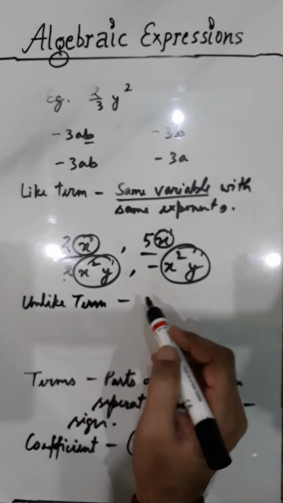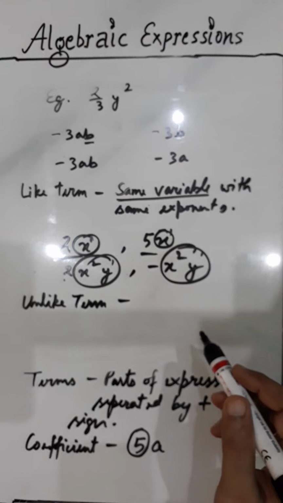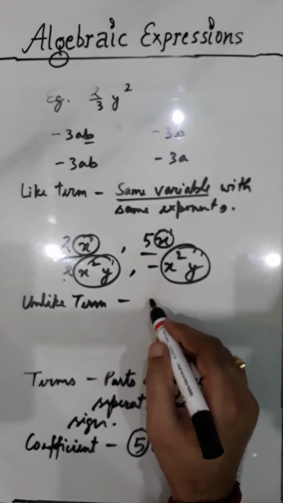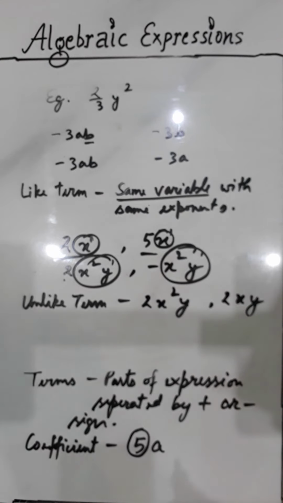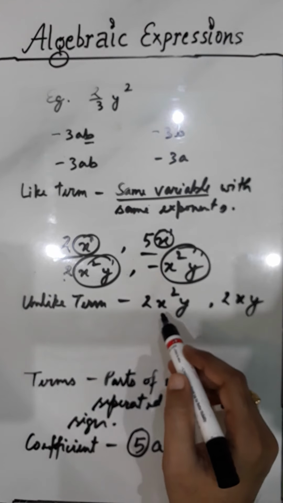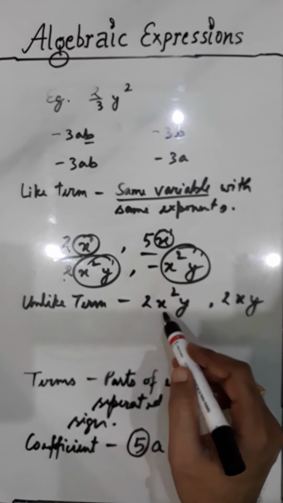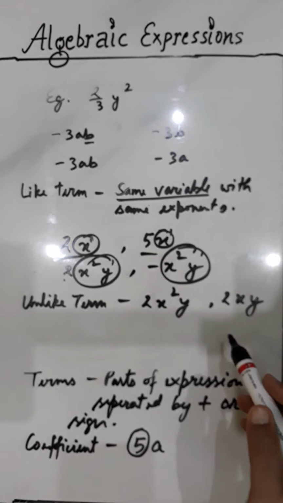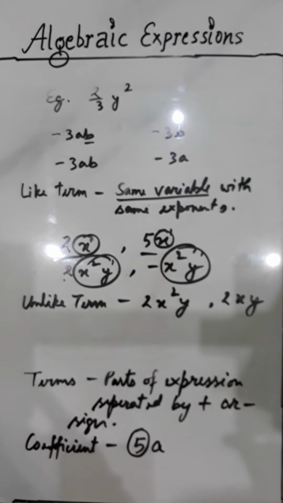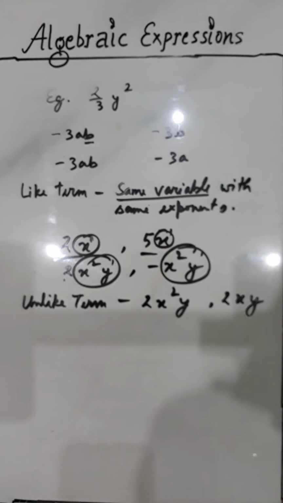So it is obvious that if they are not the same, then they will be unlike terms. For example, 2x square y and 2xy. Now what you observe is they have the same variables, even the constant is the same, but the exponent is not the same. Over here it is x square, over here it is only x. It means that they are unlike terms. Like terms and unlike terms play a very important role in algebraic expressions, because they determine whether the expression is monomial, binomial, trinomial or polynomial, and that is why now let us move on to these terms.